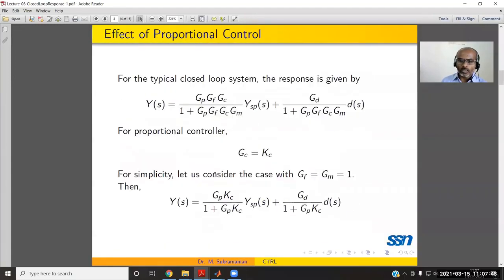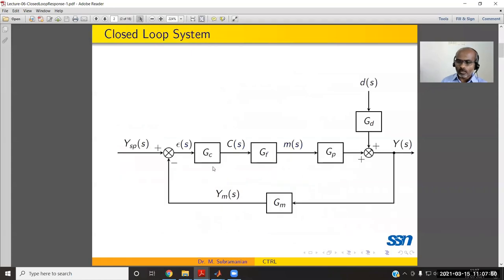Say this is your closed loop system. For simplicity, we are taking the measurement to have a transfer function of 1 and the final control element to have a transfer function of 1. And Gp is also assumed to be a first order system. Otherwise, we need some reference. And Gd, we take the disturbance as 0. Otherwise, how far the system is capable of coping with the set point change is what is called set point tracking, or the servo problem.